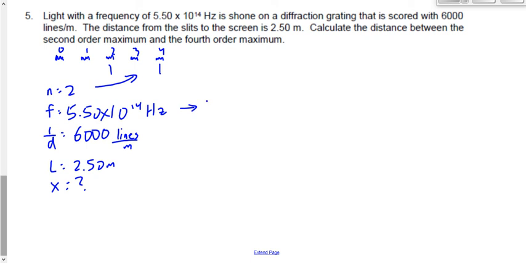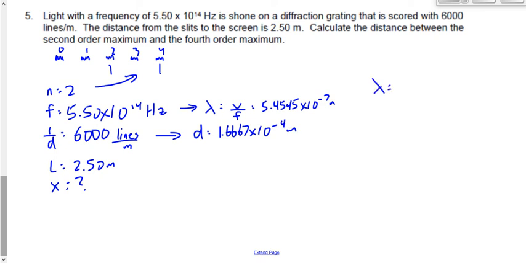Let's get wavelength. 3 times 10 to the 8 divided by the frequency gives me a wavelength of 5.4545 times 10 to the minus 7. And if we flip this over, we get a D value of 1.6667 times 10 to the minus 4 meters. This is what it looks like.